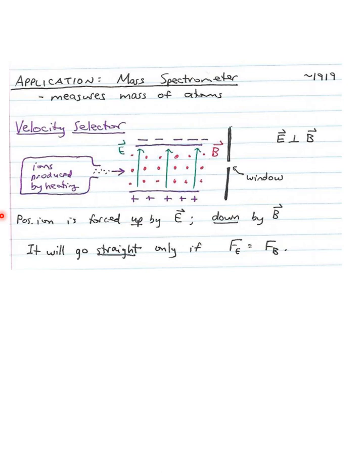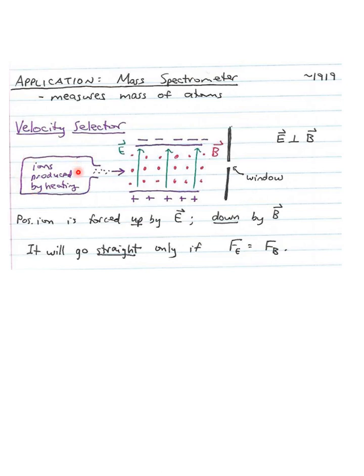Let's look at an application of this. It's called a mass spectrometer. The mass spectrometer is an instrument used for separating and identifying atoms and molecules by mass. It relies on magnetic forces on charged particles, and we'll see how it does that. There are two parts of a mass spectrometer, and on this page I've drawn the first part. The first part is simply a velocity selector. And we'll see when we get to the second part why we need this first part.